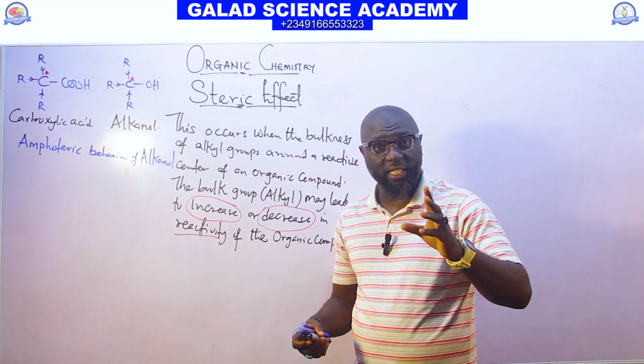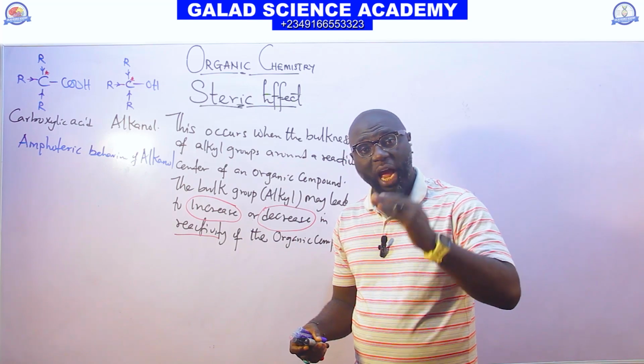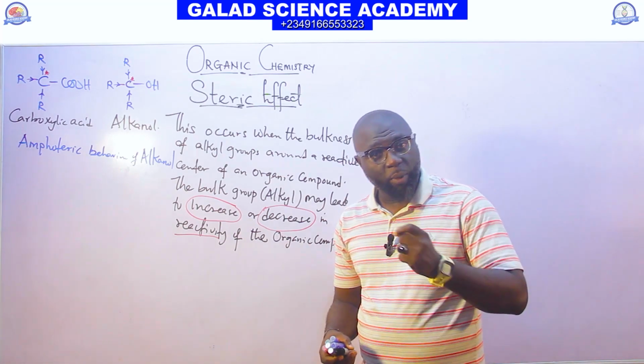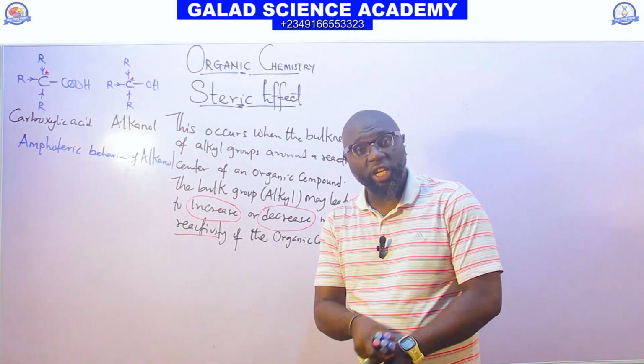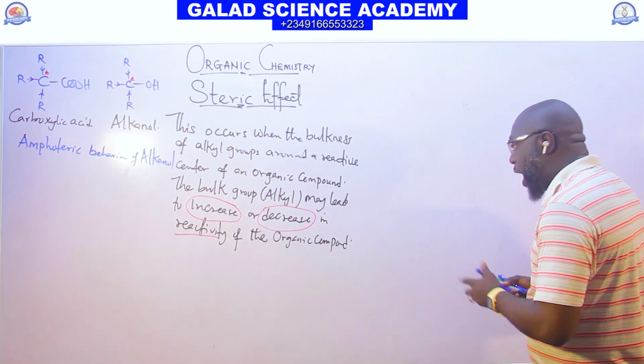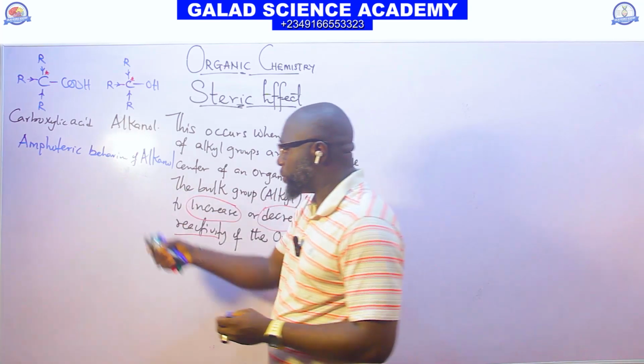From the Arrhenius concept of acid, any substance that ionizes or produces hydrogen ion in water is an acid. But any substance that produces OH minus in water is a base, according to Arrhenius.